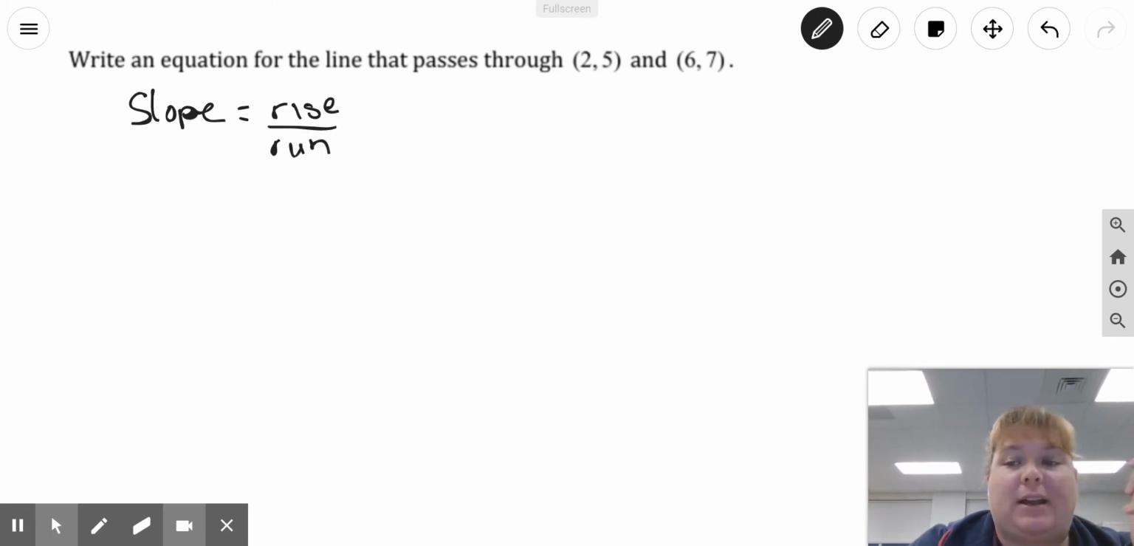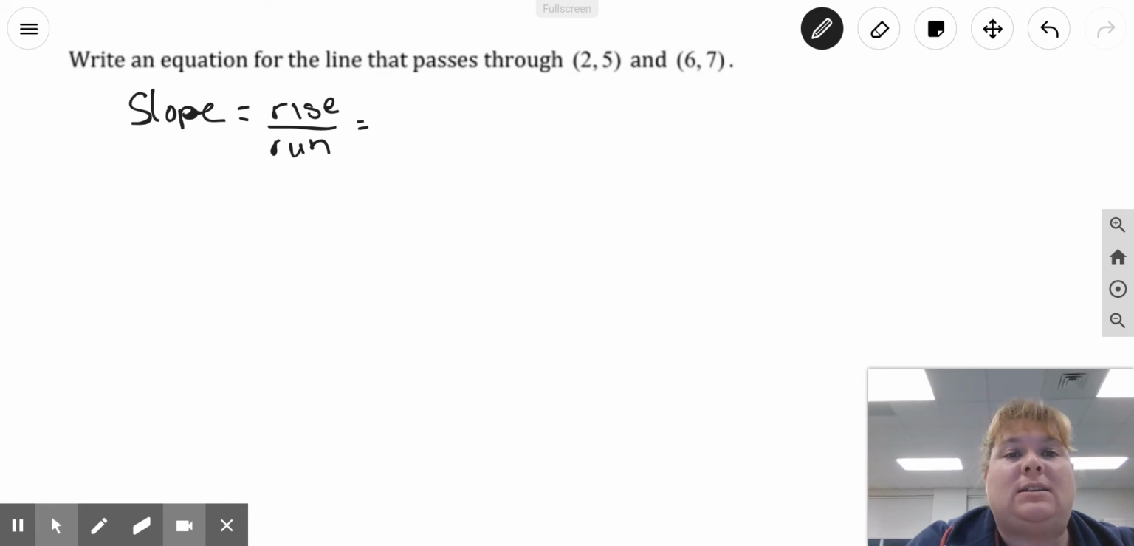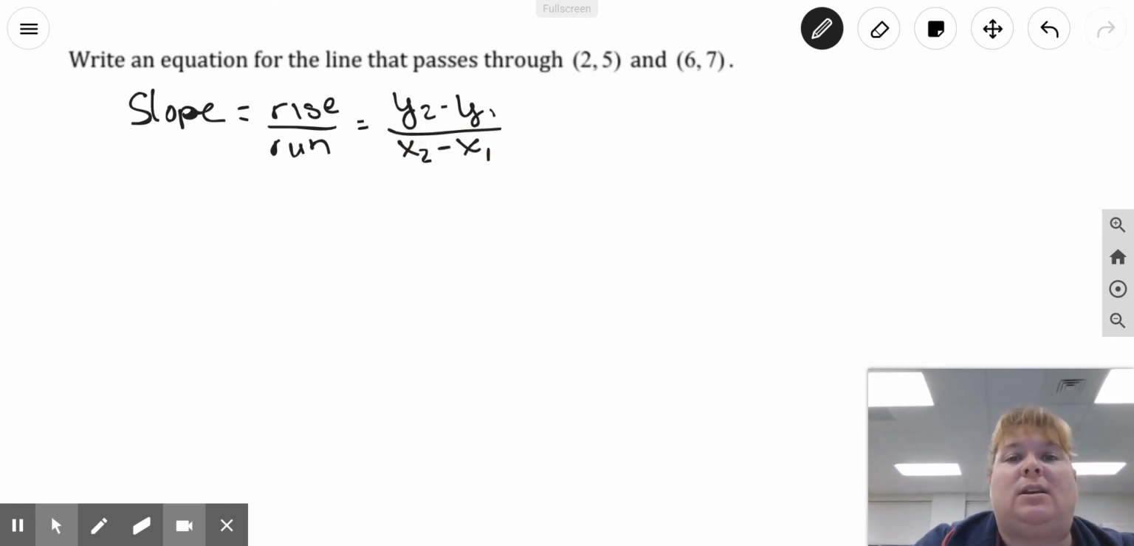And so with using rise over run, we have to remember that that is really taking our y number, so y2 minus y1, and dividing it by x2 minus x1. So when you're looking at your point, you want to remember that your points are labeled x comma y and then x comma y. So if you think about it, this is our first point and this is our second point. So with that, we're going to take our second point and subtract our first point.